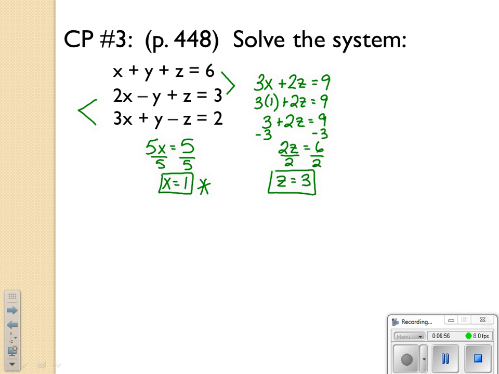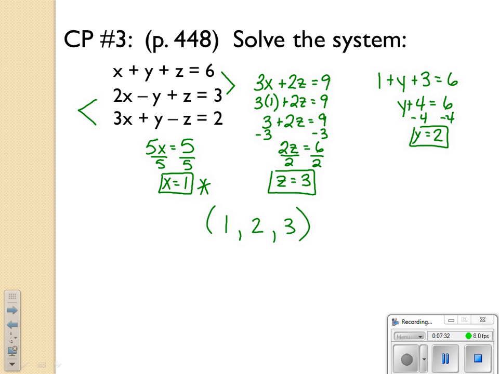I can use any of the three lines now, plug in my x, plug in my z to be able to calculate my y. I'm just going to use the top one. My x value is 1. I don't have y yet. The z value we just found was 3, and 6. So simplifying, we get y plus 4 equals 6. Subtract 4, and we have 2. So stating our solution, x value of 1, y of 2, z of 3.